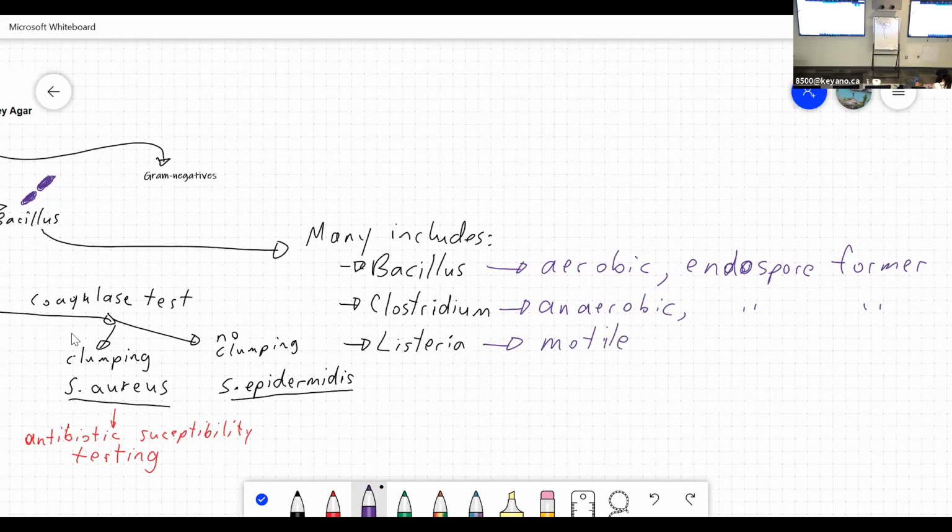Listeria is aerobic. I guess I wasn't going to write that, but one thing about Listeria is it's motile, right? So it has flagella and it can move around. So that's another test being done, and no spores.